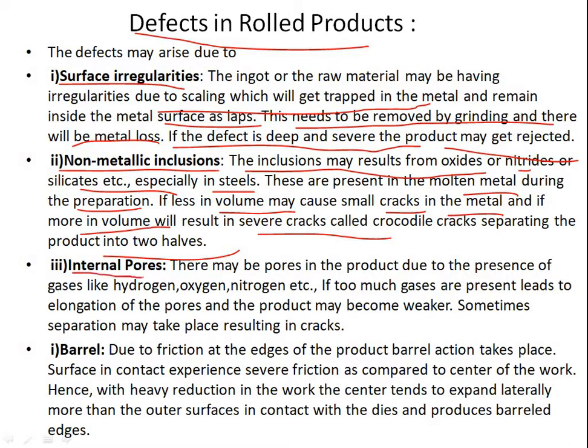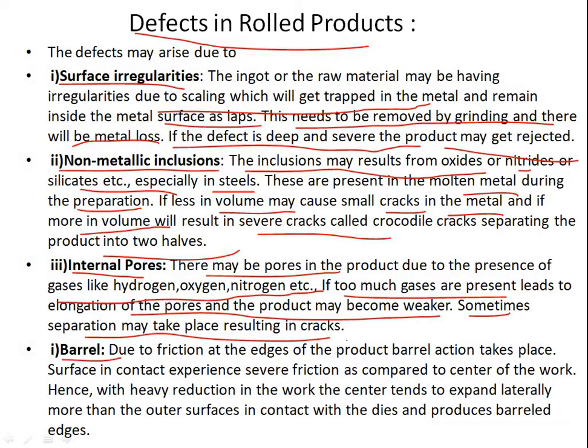Internal pores. There may be pores in the product due to the presence of gases like hydrogen, oxygen, nitrogen, etc. If too much gas is present, it leads to elongation of the pores and the product may become weaker. Sometimes separation may take place resulting in cracks. Next one will be barrel. Due to the friction at the edges of the products, the barrel action takes place.